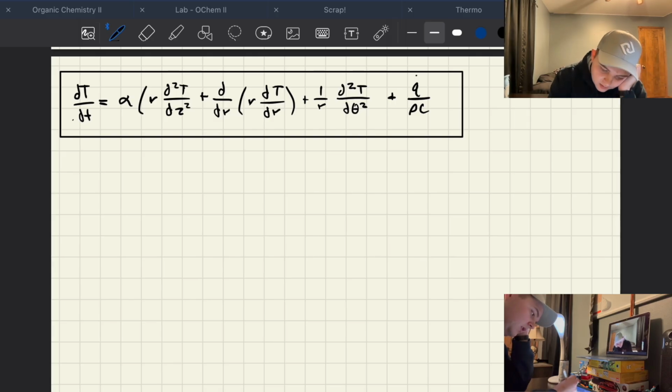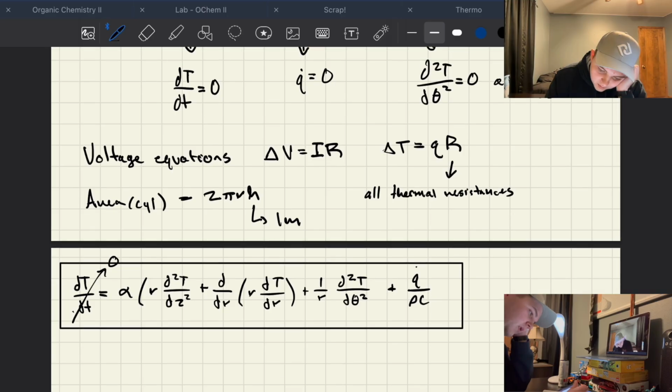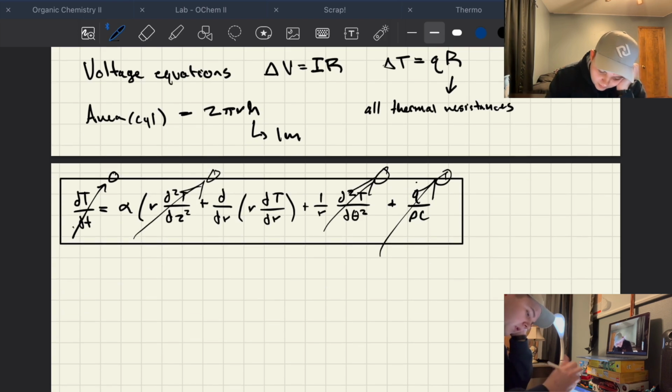Okay, so this, as I said, will go to 0. So dt over d theta will go to 0, Q is 0, so this will go to 0. And d squared t over d theta squared will also be 0. So what we're left with now is 0 is equal to 1 over r d dr of r dt dr.